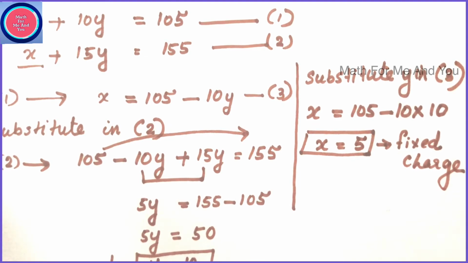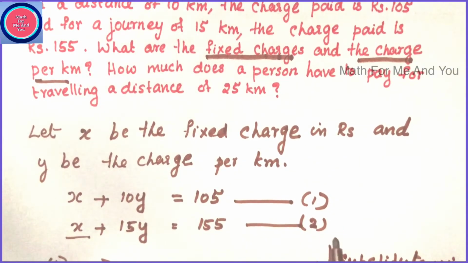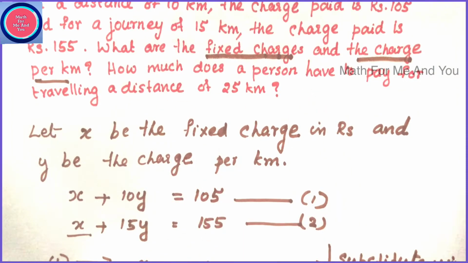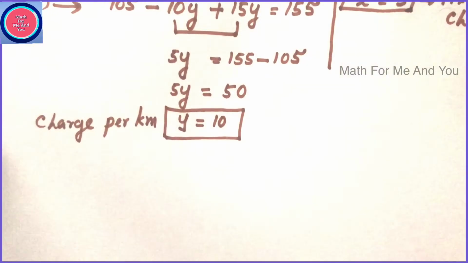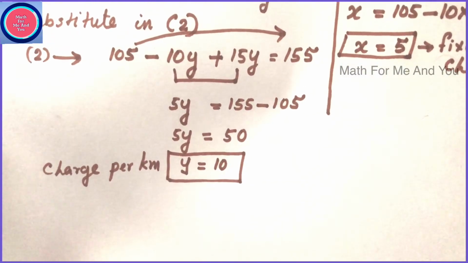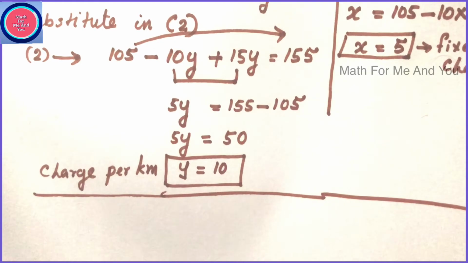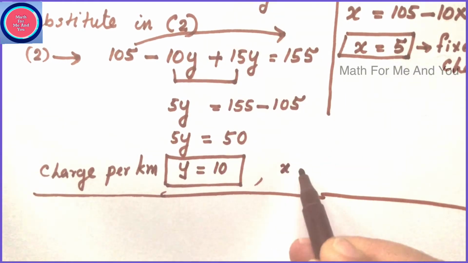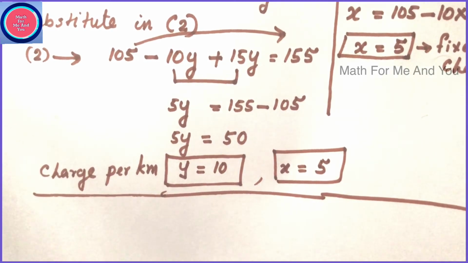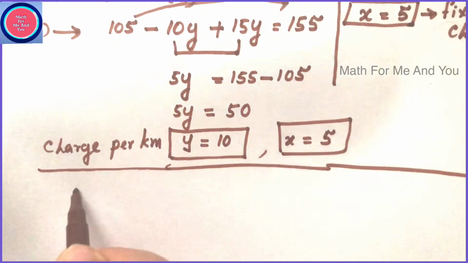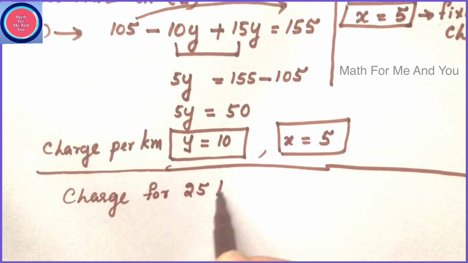But there is a second part in the question that we need to find. What is that? The second part is, how much does a person have to pay for traveling a distance of 25 kilometer? That means for traveling 25 kilometer, how much we have to pay if there is a fixed charge x, that is 5, and charge per kilometer y, that is 10. So we have to write the equation for 25 kilometer. There will be x plus 25 times y. By using the values of x and y, we can find the charge for 25 kilometer.